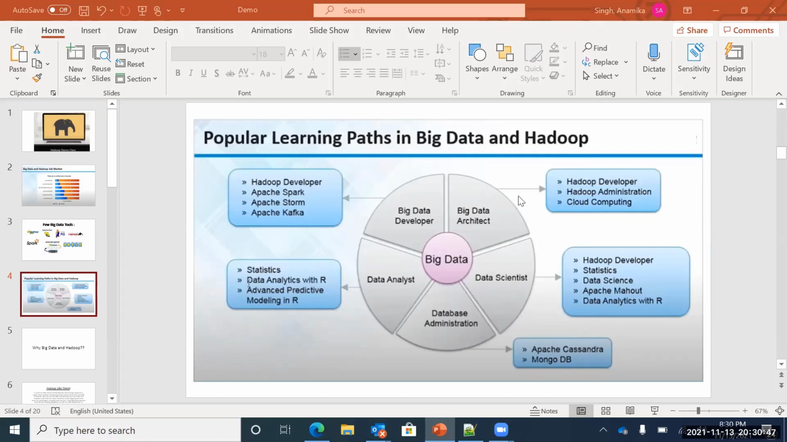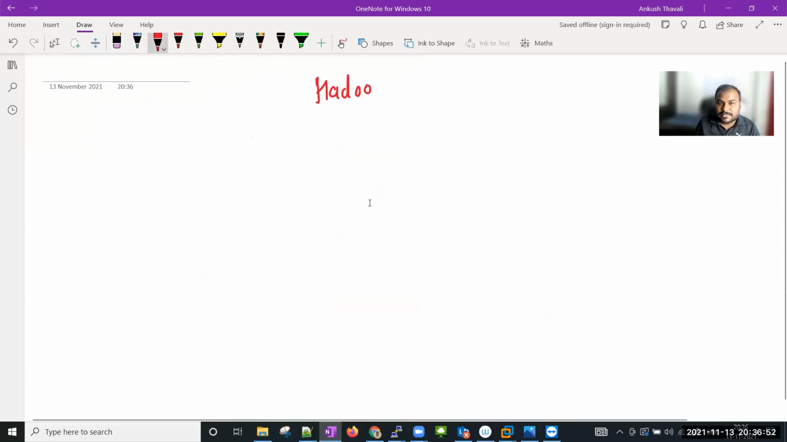So these are the things which we can choose what we want actually, and accordingly we can plan our future, where I want to go. So what is this Hadoop? Okay, why did Hadoop come into the picture?